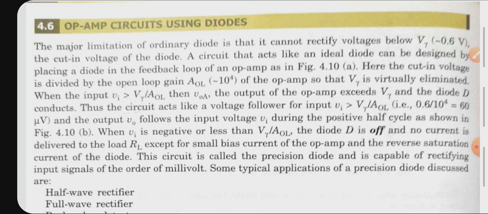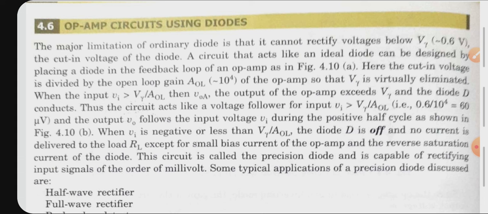0.6 वोल्ट के ऊपर ही वो ऑन होता है, तो उसके आगे का ही वोल्टेज वो रेक्टिफाई कर सकता है. तो अगर हमें मिली वोल्ट में सिग्नल रेक्टिफाई करना है, that means below 600 millivolt, that means below 0.6 volt, तो क्या करना पड़ेगा? We have to use the op-amp based circuits.